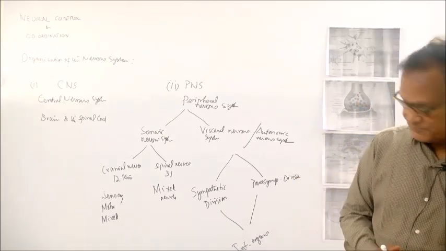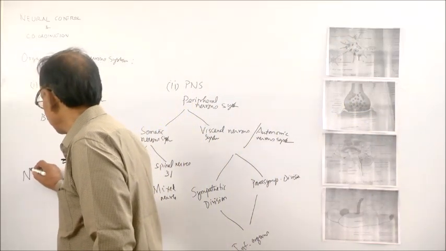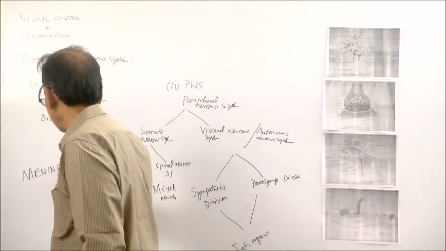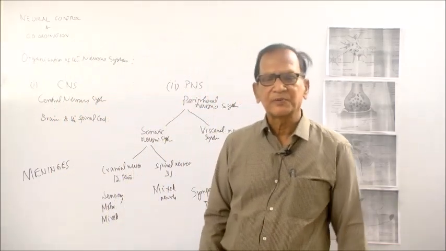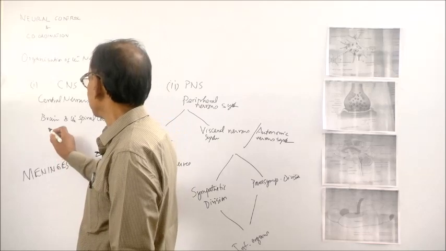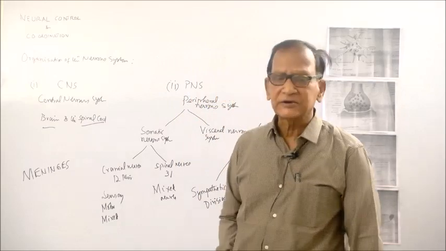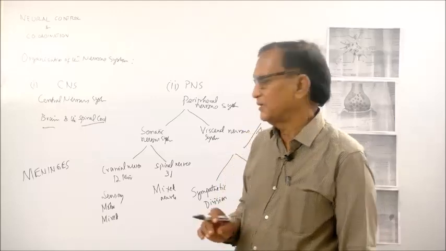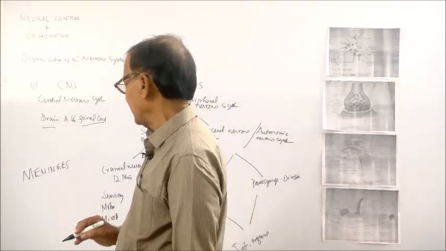Next we come to the meninges. Another important part of our discussion is the meninges. What are these meninges? Meninges are three protective coverings that are present around the central nervous system, that is the brain and the spinal cord. There are three protective coverings. They are called meninges. And what are these?